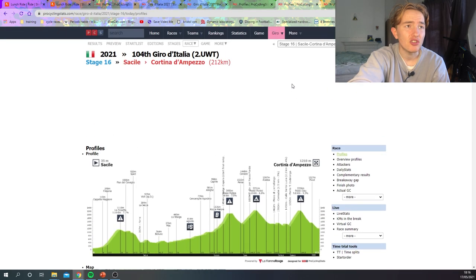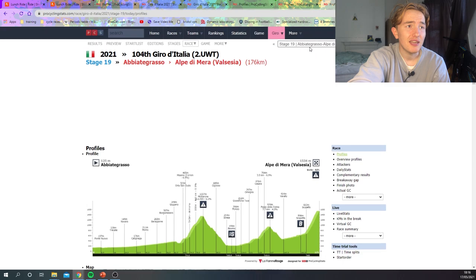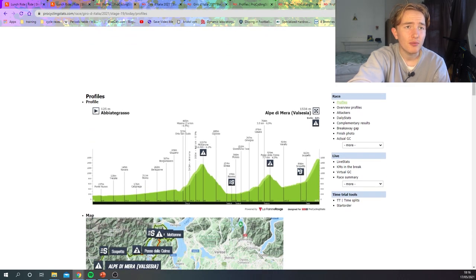If we look at when these stages are, this is stage 16, this is stage 19, and this is stage 20. Stage 19 again goes up to 1534, but this is like 9.4K at 9%. This is 15K at 6.5%. And Quickstep have a strong team, James Knox and Fausto Masnada, Peter Serry, and Joao Almeida, but it's not the same as Ineos. Okay, they've lost Sivakov, but Narvaez, Martinez, Moscon, Pippo Ganna, Puccio, all pretty strong.